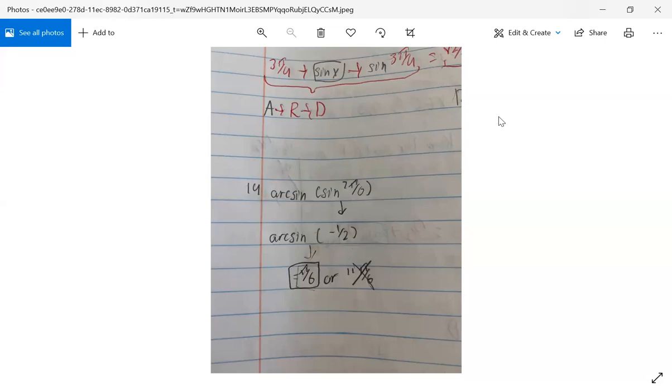Arc sine of 7 pi over 6. Okay, so he would do ARD and he will get negative half, right? So put an equal sign there, and you have an equal sign over there, just make it larger.